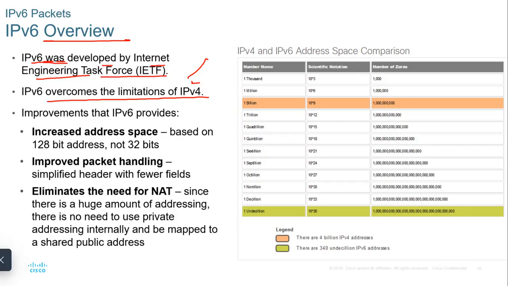So the improvements, of course, are the ones I've talked about: increased address space, improved packet handling. In packet handling, the IPv6 packet header fields are few compared to IPv4. Then it eliminates the need for NAT. There is no need of using NAT because there are enough public IP addresses to the extent that all machines can be assigned IPv6 addresses, the public ones.